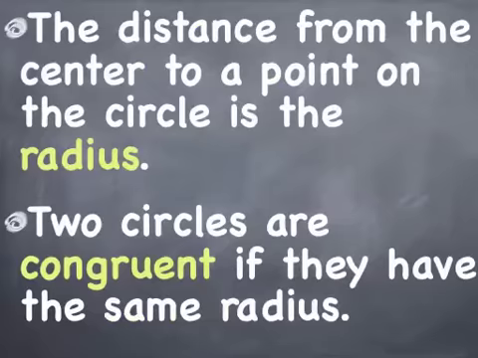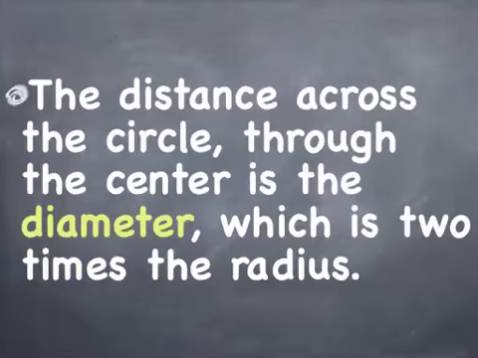The distance from the center to a point on the circle is the radius. Two circles are congruent if they have the same radius. I'm going quickly through these. All of these definitions should be something that you're familiar with. If you're not sure what all of this means, if you don't know what a radius is, then you need to look that up somewhere else. The distance across the circle through the center is called the diameter, which is 2 times the radius.